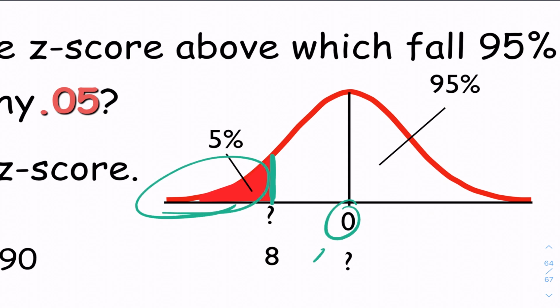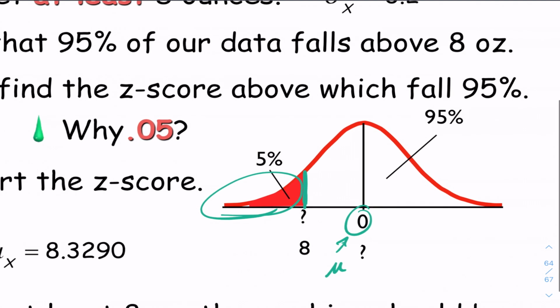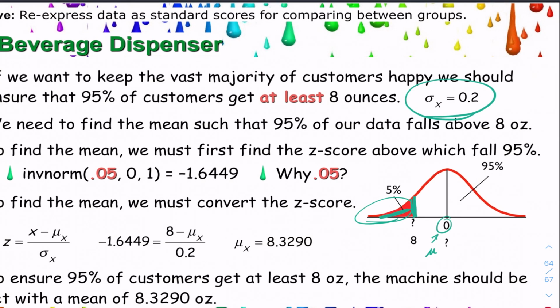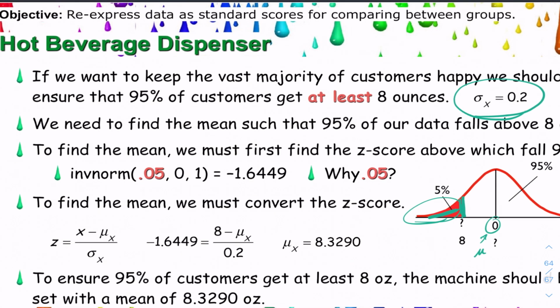So we're looking for our mean. We know 0.05 would be lower than 8, and everyone else would be above. Note we are given our standard deviation, so what we are going to start with is getting a z-score. What we do, just like we did before, is we open up a calculator.